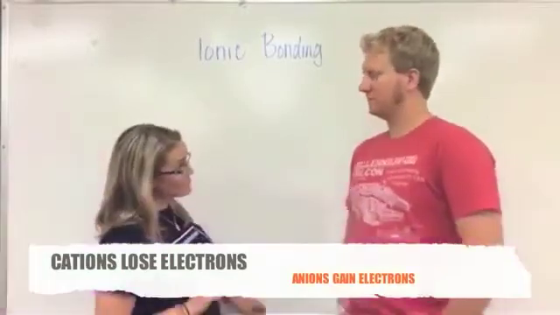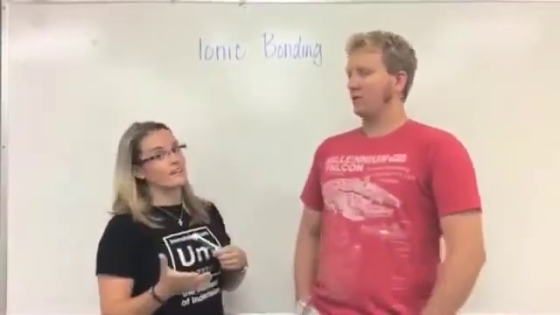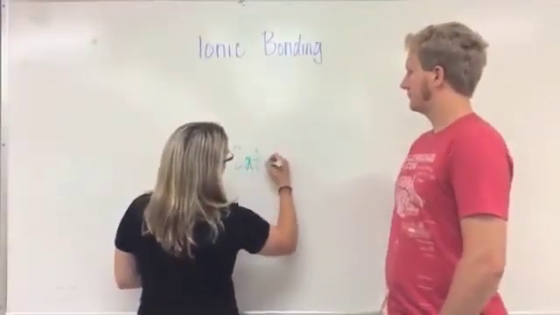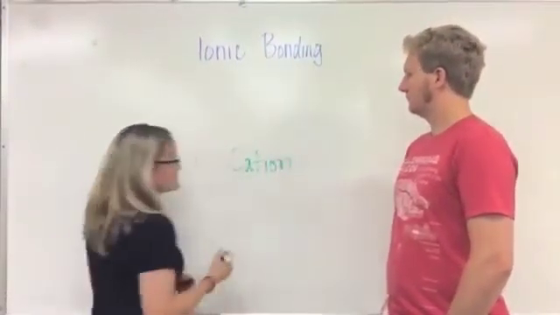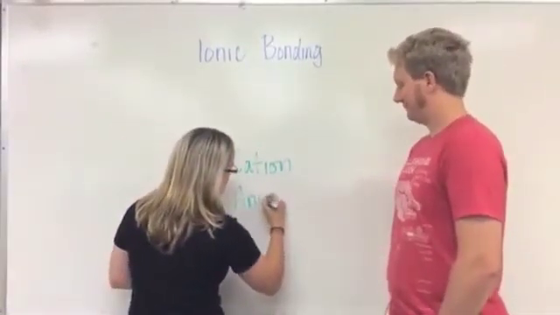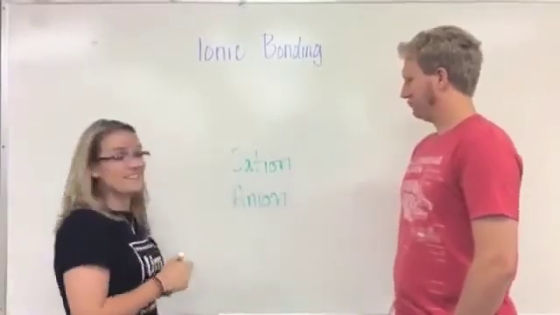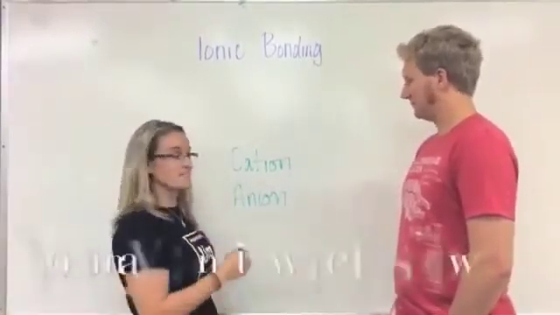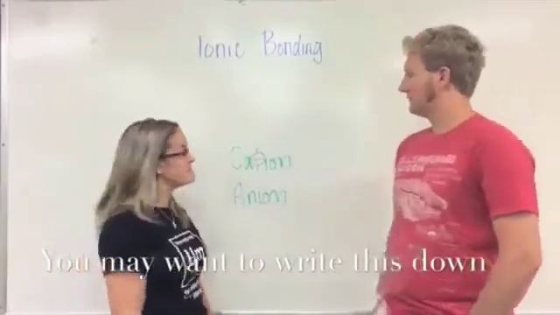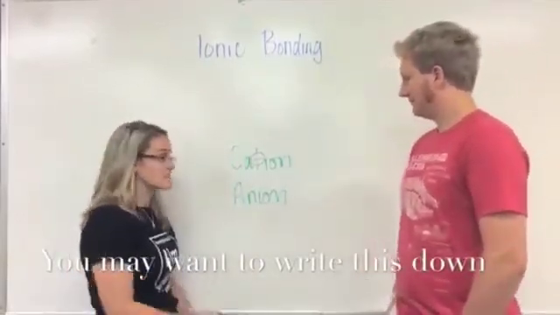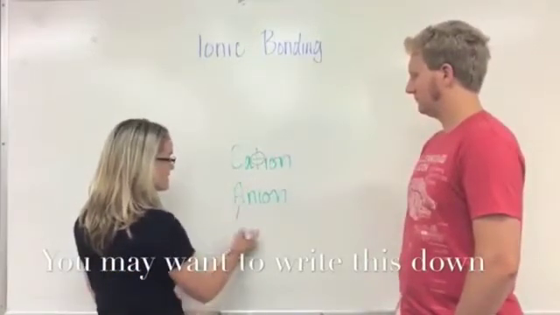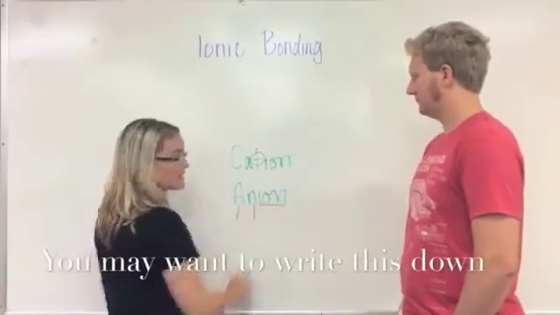Now, I do have a way to help you remember a cation's positive, anion's negative. So we look at the word cation, and then we have an anion. Now, the way that I remember that a cation is positive is that, to me, the t looks like a little plus sign in the word. That's clever. Okay, so cations are positive. Now, for the anion, you just have to know that it's a negative ion.